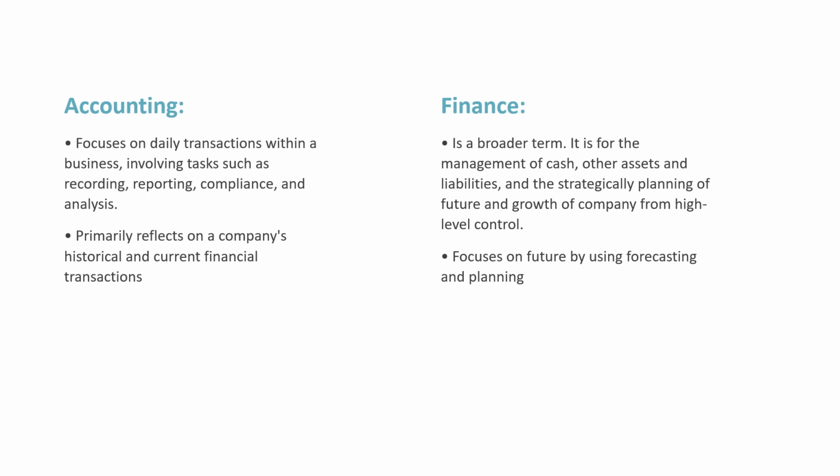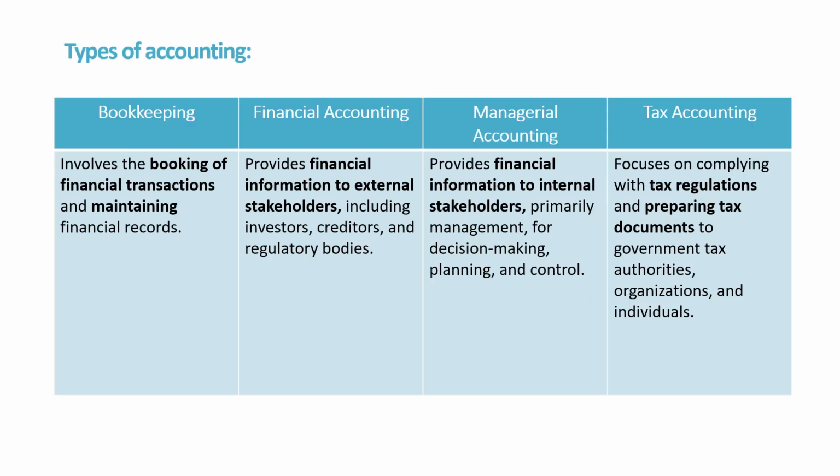Now that we have covered the terminology, let's return to the specifics of accounting. In accounting, there are several distinct areas, each serving specific purposes and different stakeholders. Let's break them down one by one. So firstly, we have bookkeeping. This involves the recording of financial transactions and maintaining financial records. Essentially, it's the foundation of the accounting process, ensuring that every financial movement is accurately documented.